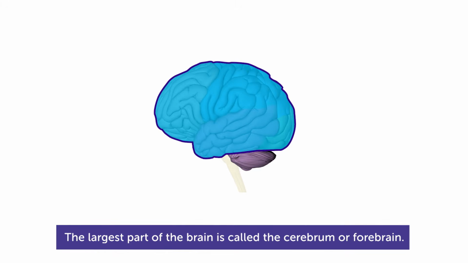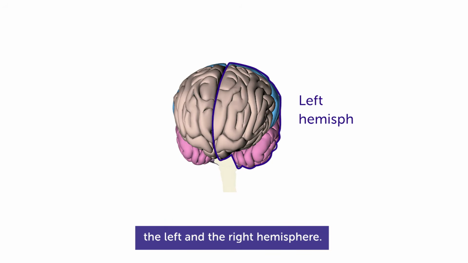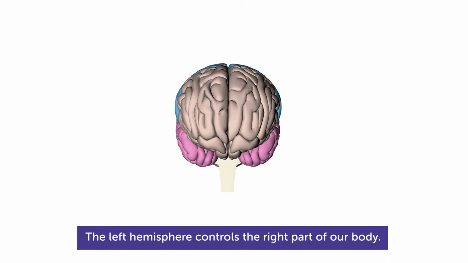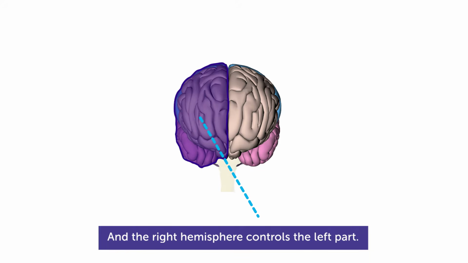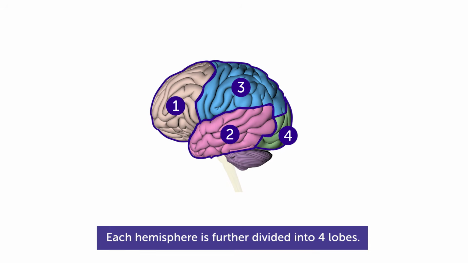The largest part of the brain is called the cerebrum or forebrain. The cerebrum is divided into hemispheres, the left and the right hemisphere. The left hemisphere controls the right part of our body, and the right hemisphere controls the left part. Each hemisphere is further divided into 4 lobes.